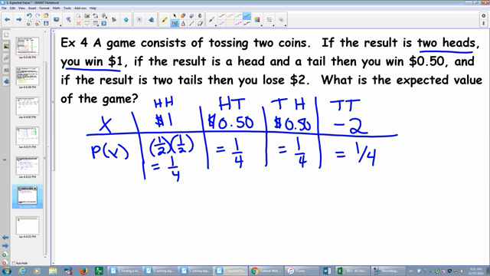So if you're playing this game, what would you expect? I want you to set this up right now. It's exactly like we've done before. Okay, Noah, what did you write down here?